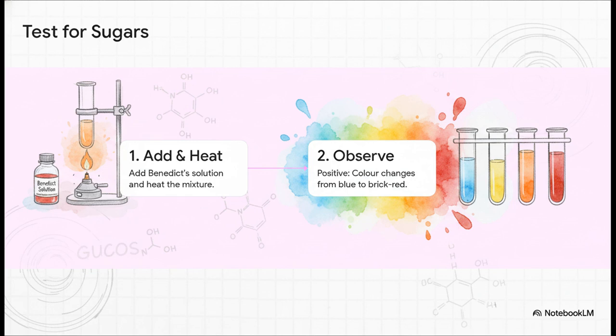Now for reducing sugars, and this is super important. You got to remember two things. Add Benedict's solution and heat it. Don't forget to heat it or it won't work. The best part is the final color tells you not just if there's sugar, but kind of how much sugar is there. It goes from blue to green, yellow, orange, and all the way to brick red for a high concentration.